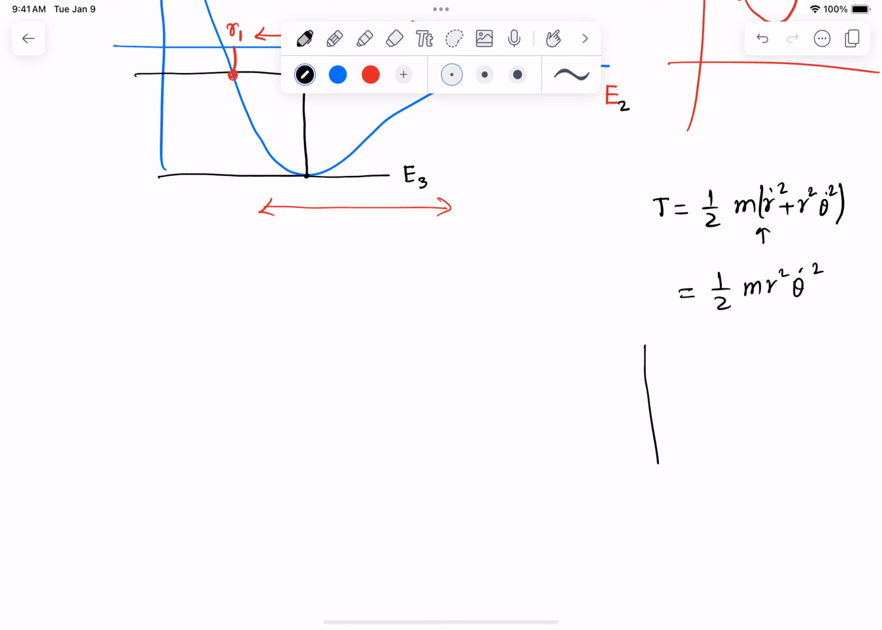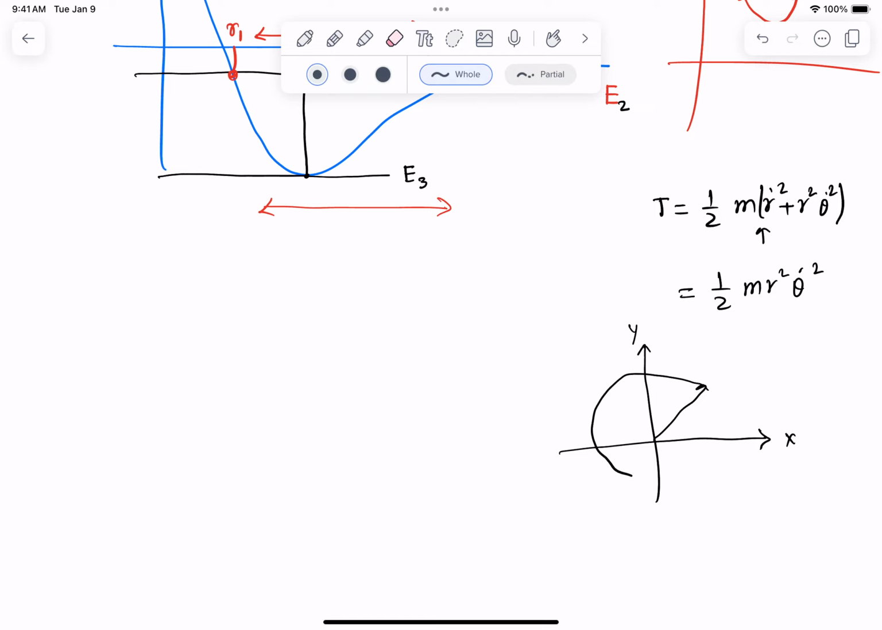So if you look at the r coordinate in terms of, let's say, the x y, remember we are studying the object in a plane, the radius is going to be fixed and the object only moves, the object has the same radius as it moves around, so this will be like a circle.